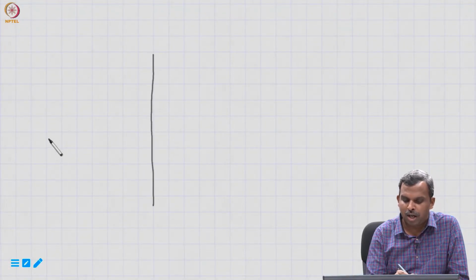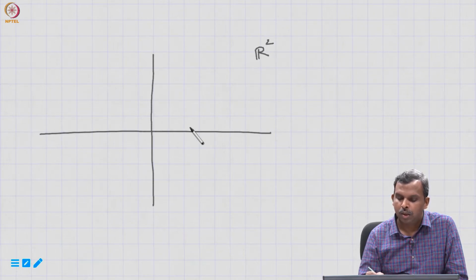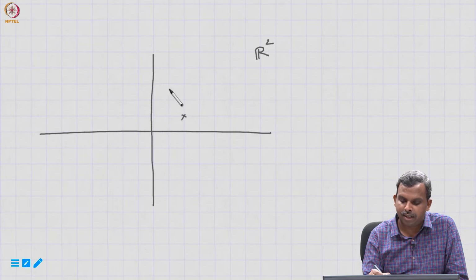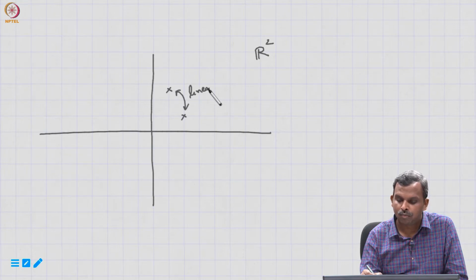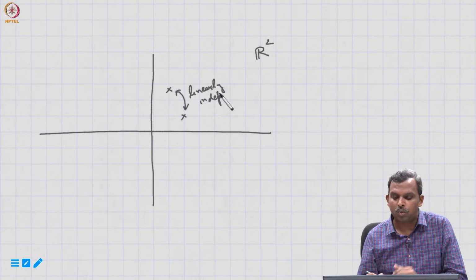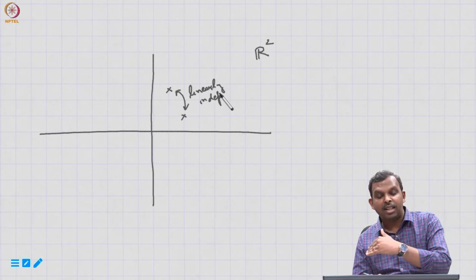So supposing you think of R2, in R2, supposing I have a vector here and a vector here, these two are linearly independent. Why? Because one is not a multiple of the other. If one were a multiple of the other, what should happen? They should lie on the line through the origin.